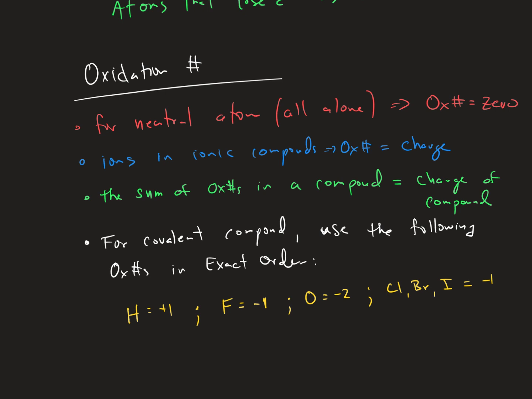So the main thing is you have to follow this order. If we have a compound with oxygen and chlorine in it, you have to do oxygen first, because maybe chlorine won't be -1.